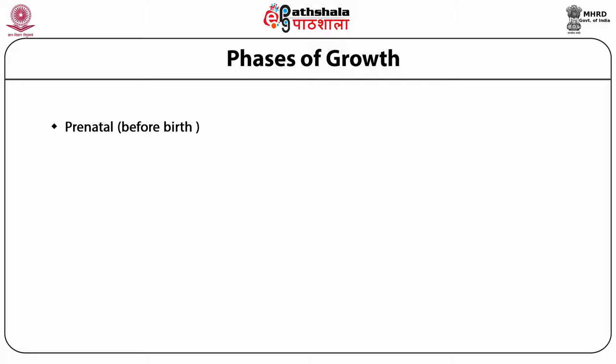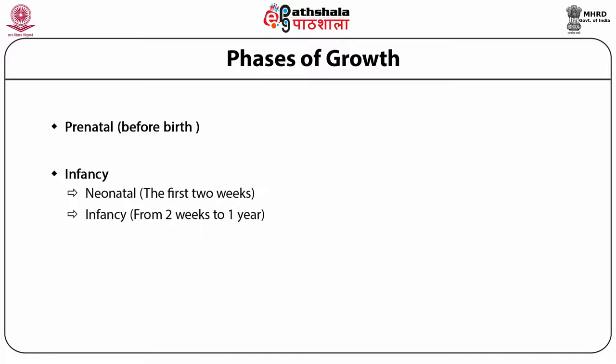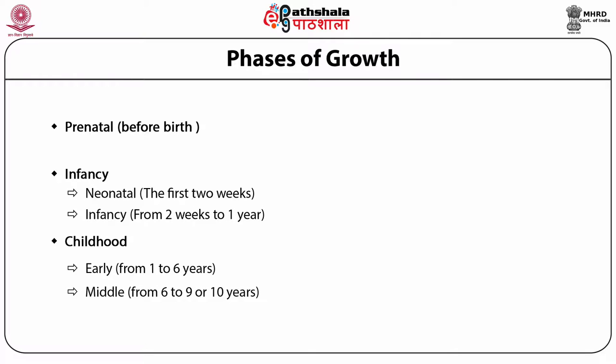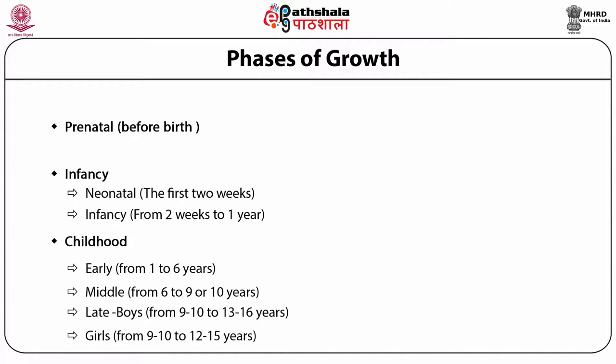Similarly, Scammon in 1942 proposed another classification, with prenatal and postnatal childhood. Prenatal contains ovum, the first 2 weeks, embryo, 2 to 8 weeks, and fetus, from 2 to 10 lunar months. Infancy includes the neonatal period, the first 2 weeks, and infancy from 2 weeks to 1 year. The childhood period is early, middle and late: early childhood is from 1 to 6 years, middle childhood from 6 to 9 or 10 years, and late childhood in boys is from 9 or 10 to 13 to 16 years, whereas in girls it is from 9 or 10 to 12 to 15 years. Puberty in boys is around 14 years, in girls around 13 years. Adolescence in boys is from 14 to 20 years, in girls from 13 to 18 or 20 years. Maturity is from 18 or 20 to 60 years, and senility is after 60 years.